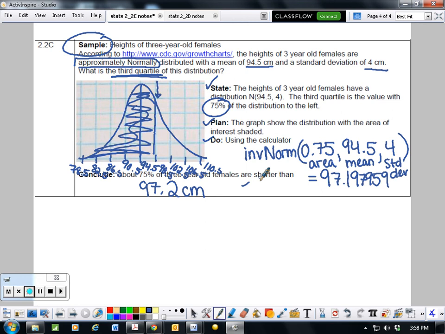And that's where we're looking at, what are we asking? That state part gives us what information we have to work with, and what are we looking for? So if we can state it at the beginning before we get bogged down with all the math, then when it comes back, we can look at, okay, this is what I'm trying to find. So I'm trying to find about 75% of 3-year-old females are shorter than this number. And it gives me that whole context for that answer. Okay, so we're almost there. We're almost done with chapter 2.